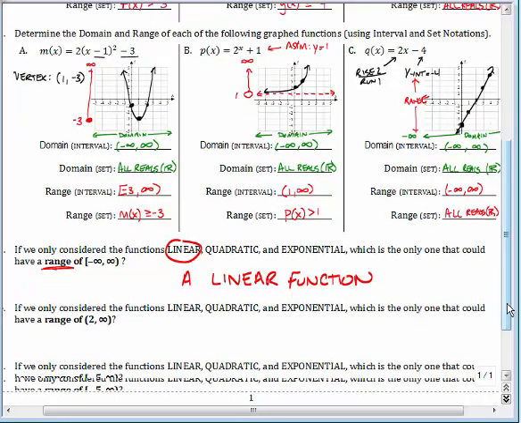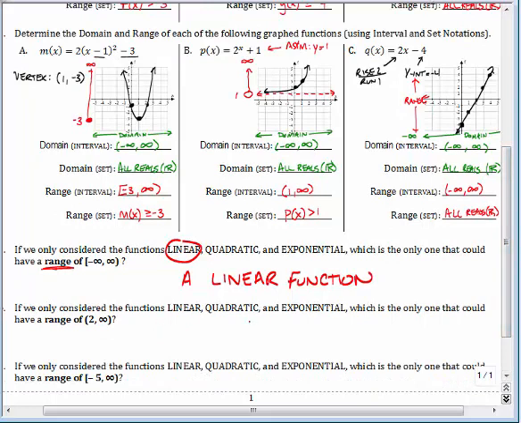Right, let's look at the next one. If we only consider the functions linear, quadratic, and exponential, which is the only one that could have a range of 2 to 8. Now it's really important that you notice you use a circle bracket, meaning not included. That's the only time we had a circle bracket for the range on both sides, which would be basically exponential because it did not include the 2.